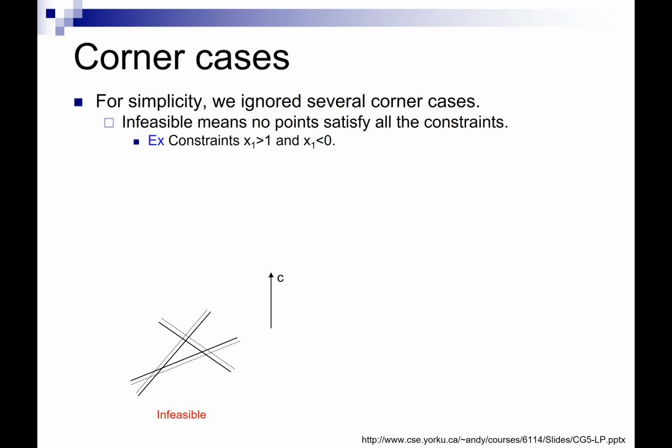Another way to see this is geometrically. For example, this line over here means that we need to take all the points which are above this line, and this other one means that we need to take all the points which are over here, and then we need to take all the points which are over here. Well, you see that there are no points which satisfy all three constraints simultaneously. So if you have these constraints, then your LP is infeasible. So we ignore that case.